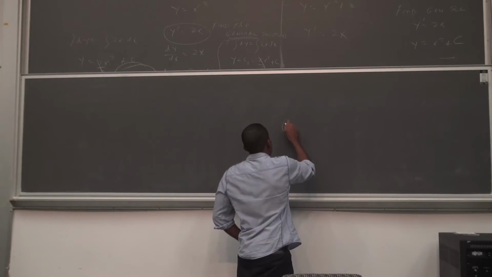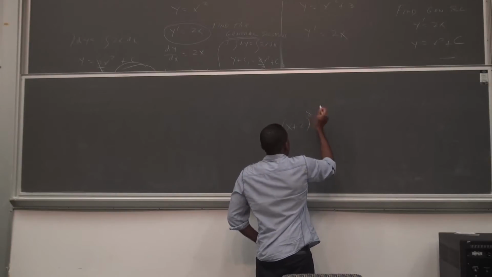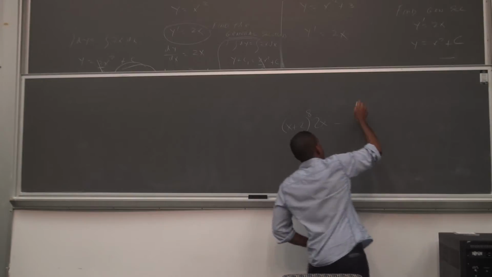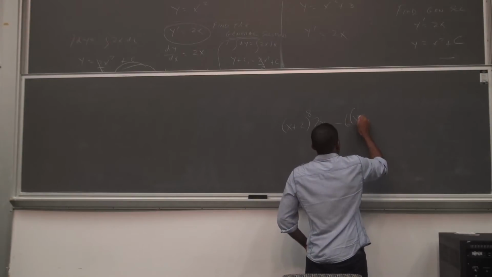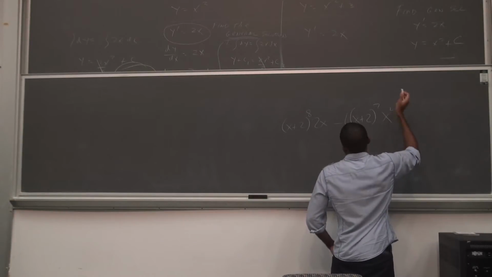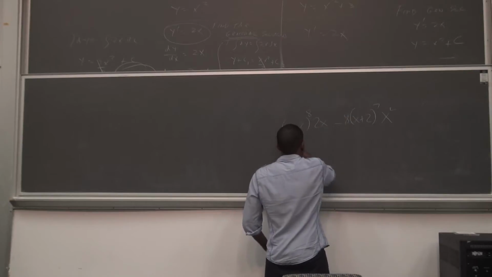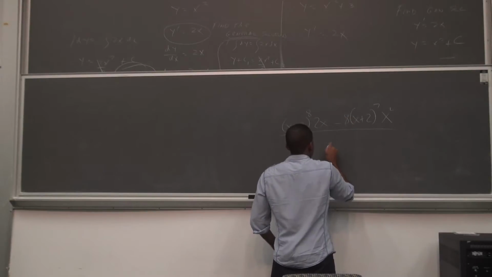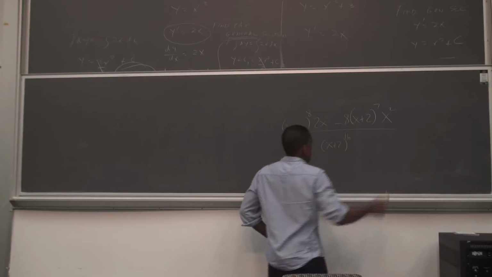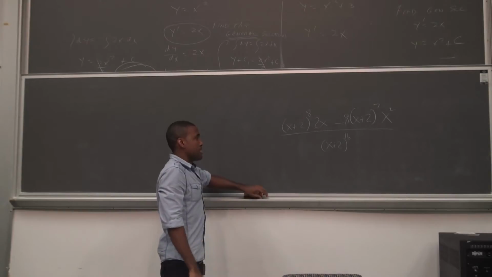you see something like this, (x plus 2) to the 8 times 2x times 7 over (x plus 2) to the 16, something like that, right? So just a random thing I just did off the top of my head. So you might have to simplify something like this.